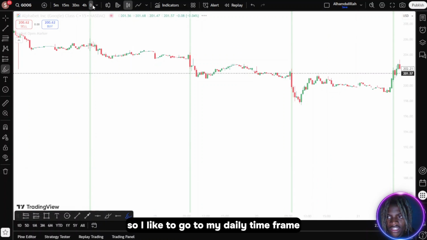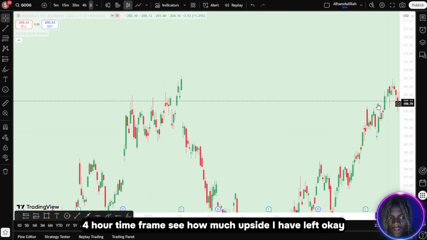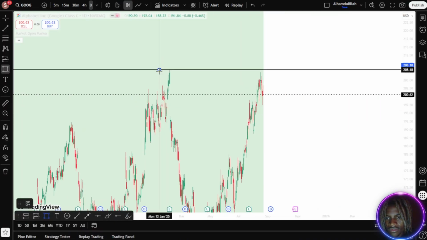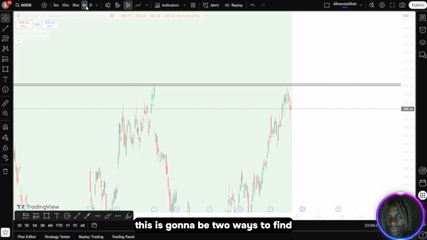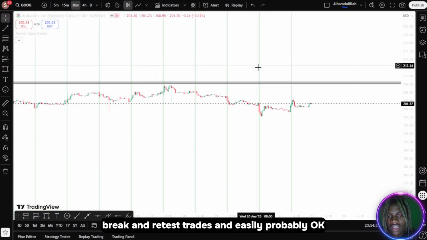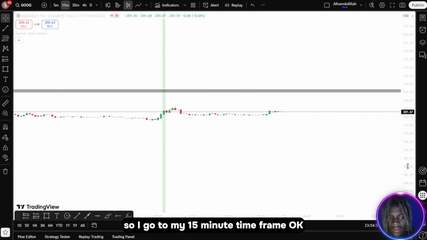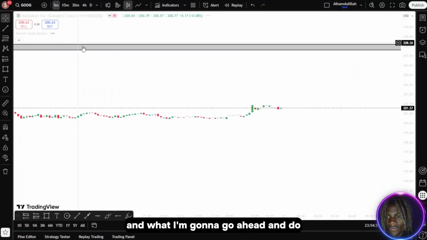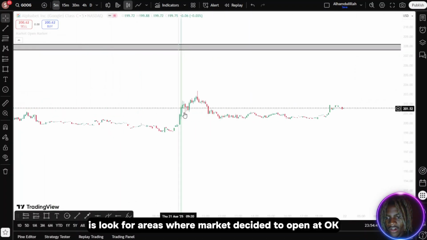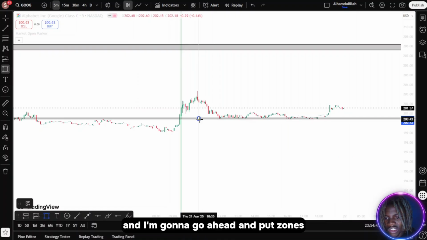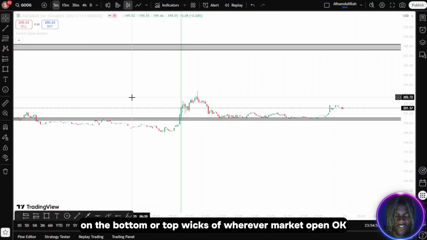Okay, so I like to go to my daily time frame, 4 hour time frame, see how much upside I have left. This is going to be two ways to find break and retest trades easily, really. Okay, so I can go to my 15-minute time frame. Okay, and what I'm going to go ahead and do is look for areas where market decided to open at. Okay, so say even right here, and I'm going to go ahead and put zones on the bottom or top wicks of wherever market open.